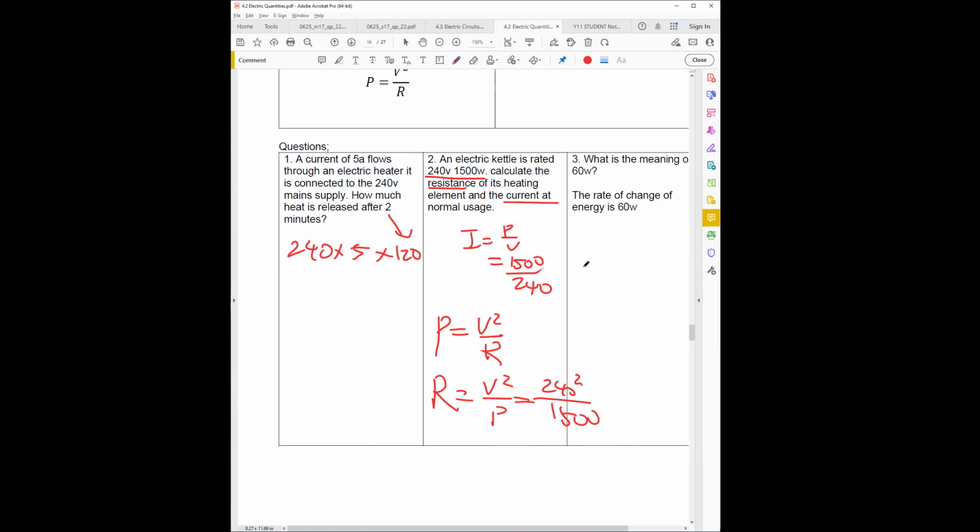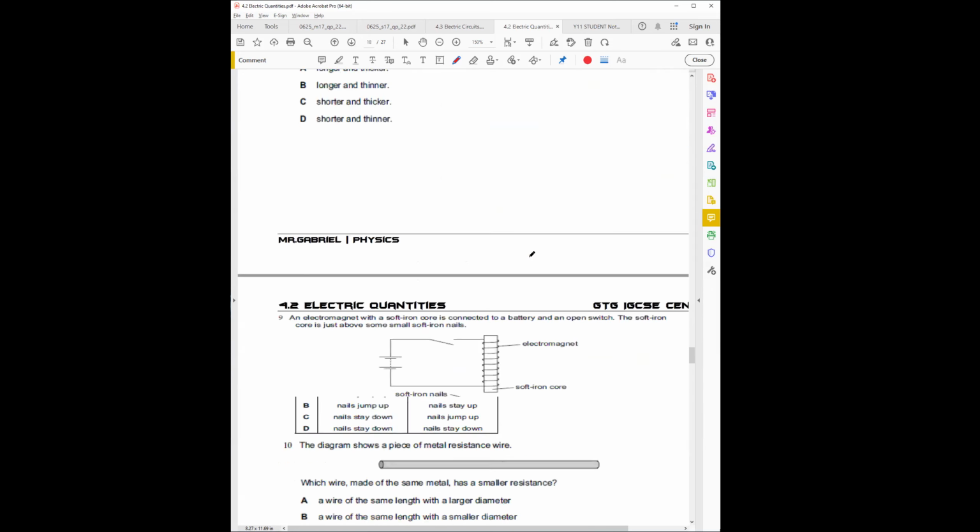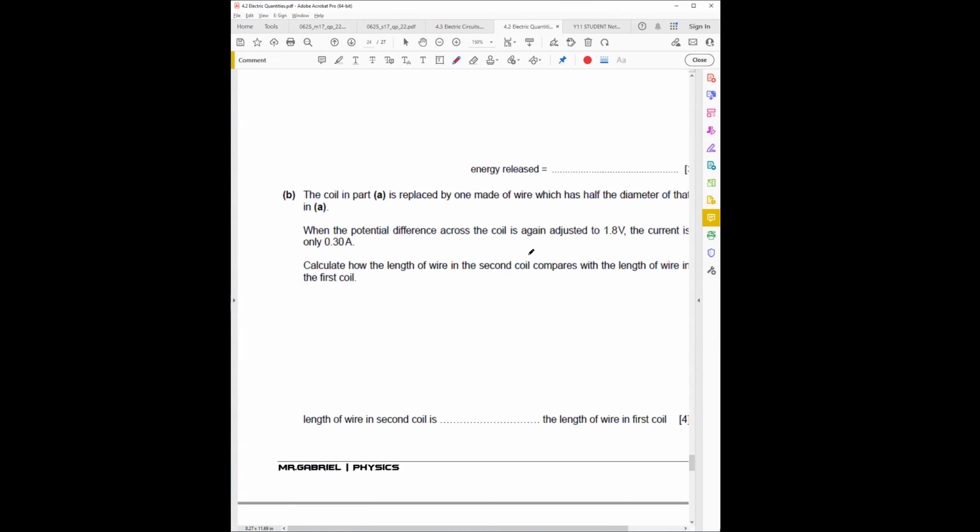And make sure you write your units, whatever your answers are. Okay, guys, and then the rest of all this here is basically just going to be your homework.